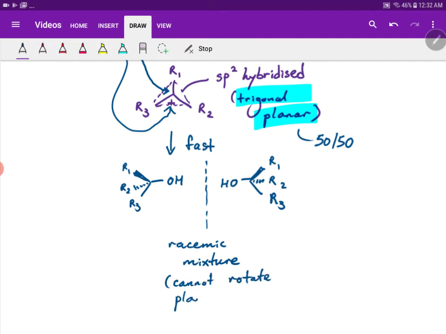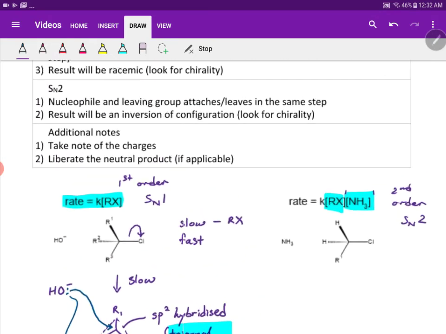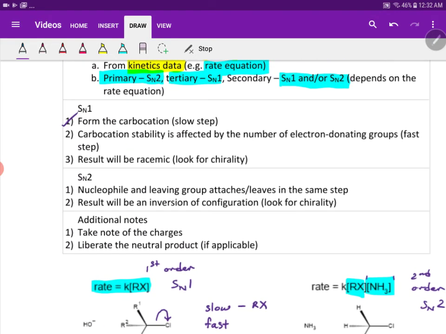So it cannot rotate plane polarized light. Alright, so this is the SN1 mechanism. We will reach a racemic mixture.